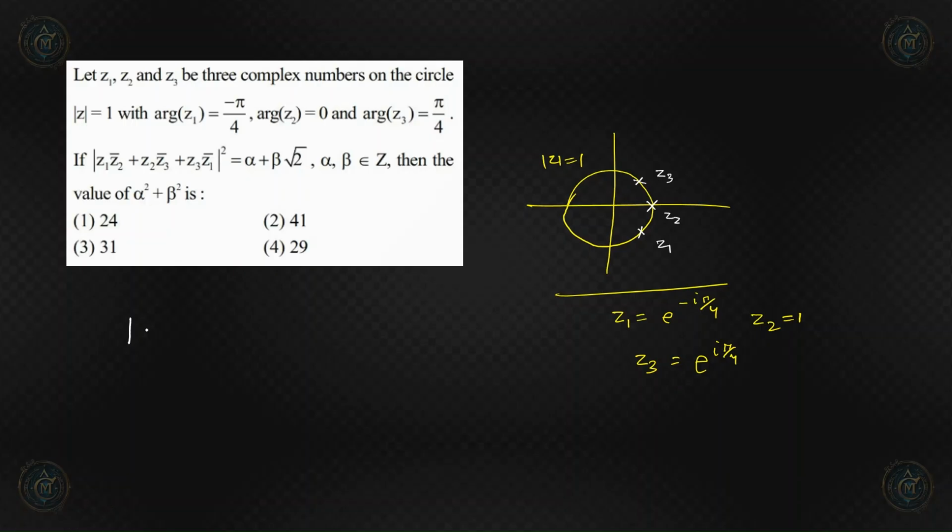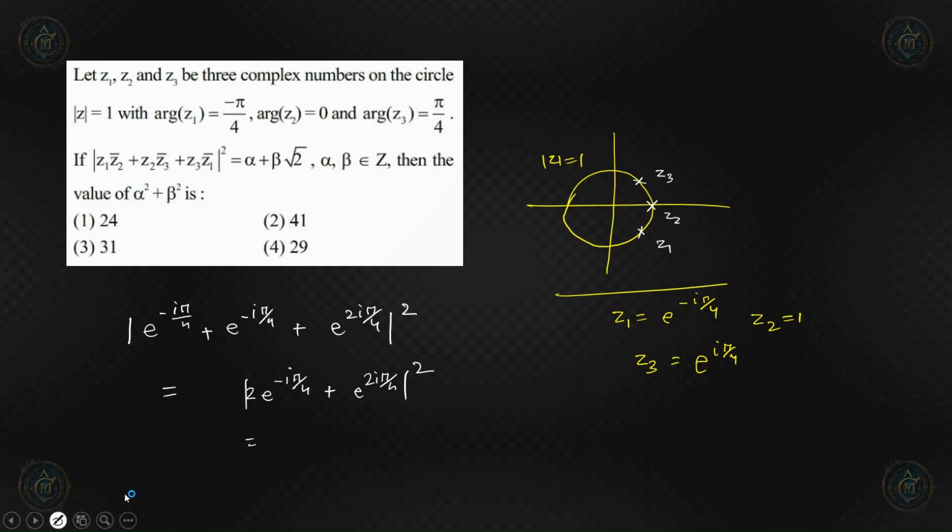This expression will be z1 z2 bar. So z1 z2 bar is basically e to the power minus iota pi by 4, plus z2 z3 bar, so this will be e to the power minus iota pi by 4, plus this will be z3 z1 bar. So z3 times z1 bar will be e to the power 2 iota pi by 4, mod whole square. Okay, so from here we can calculate this: 2 e to the power minus iota pi by 4 plus e to the power 2 iota pi by 4, mod whole square.